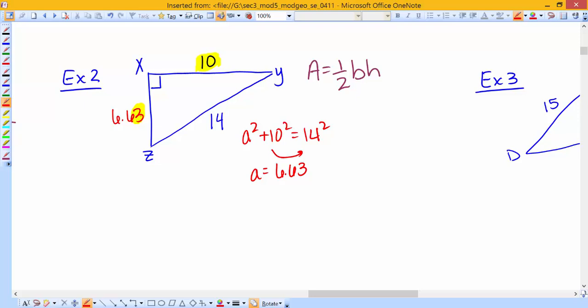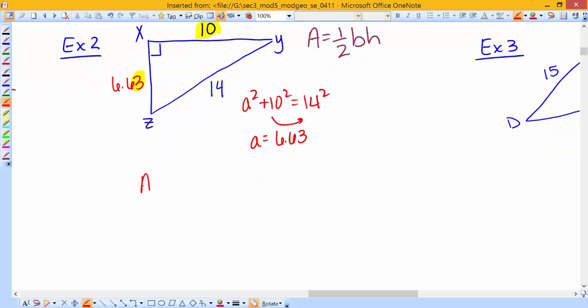So now I have my base and my height. My base is 10, my height is 6.63, and I'm going to divide by 2. You could divide the 10 and the 2 and just use 5. I'm going to leave it in my calculator since I know that's what most of you will do. 10 times 6.63.